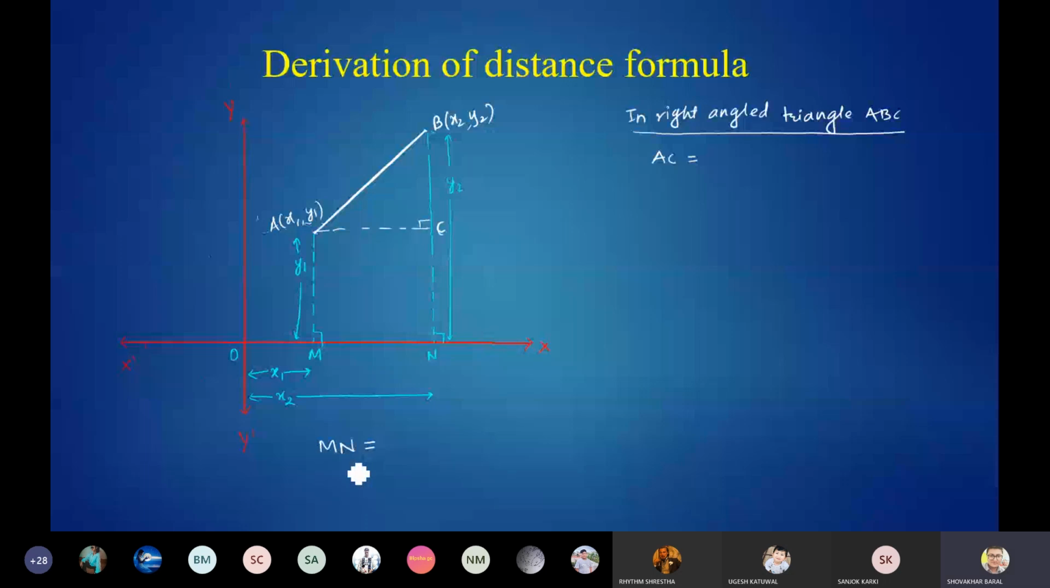Can anyone tell me? See here, the distance between O and M is x1. The distance between O and N is x2. So what will be the distance between them? Are you listening to me or not? Please tell me what will be the distance between M and N. So it is x1 and here it is x2. So it will be x1, x2? I don't think so. It's something like this here.